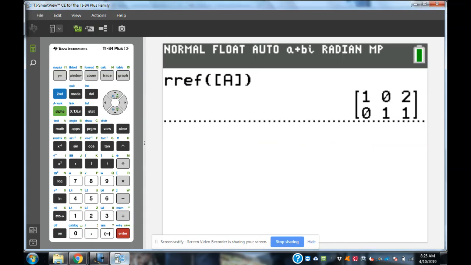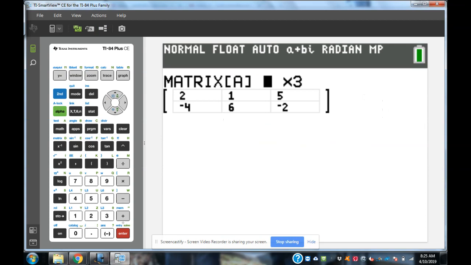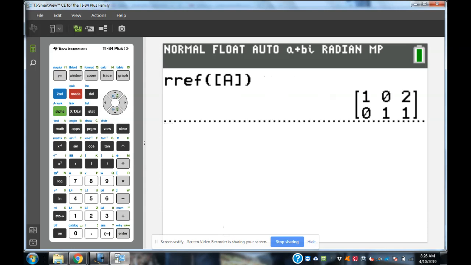So, second matrix, edit. I got a 2 by 3 there, bless you. 2, 3, 1, negative 1, 1, negative 3. And then I've already used the RREF function.